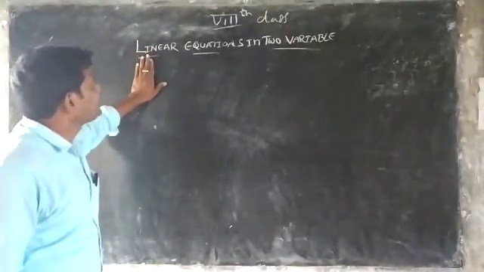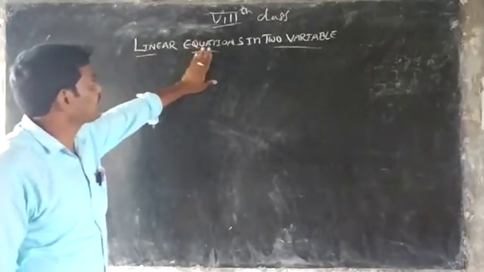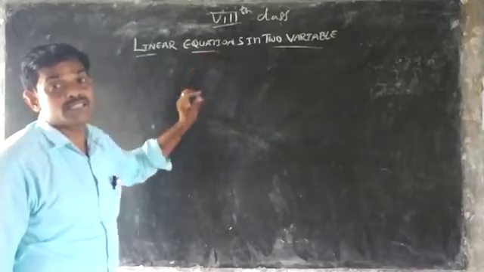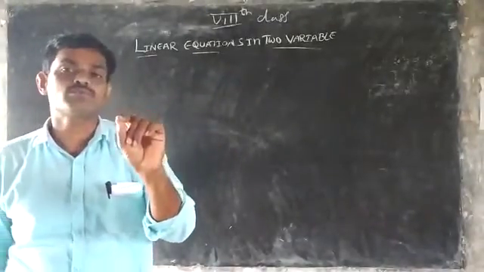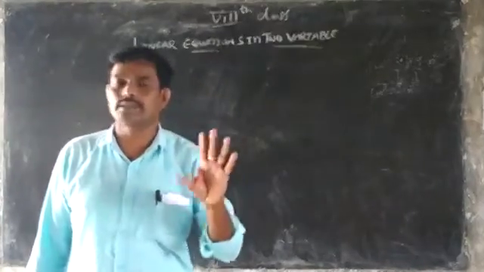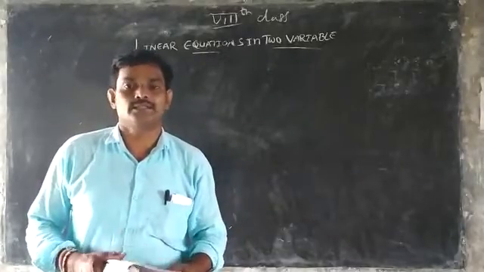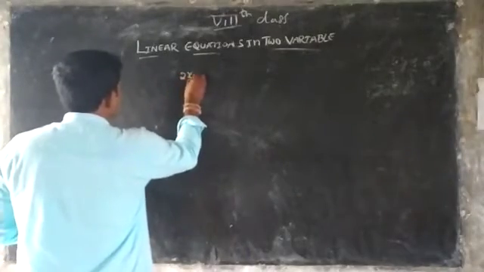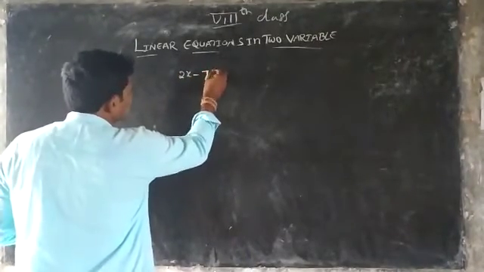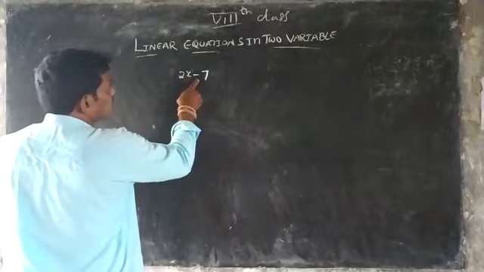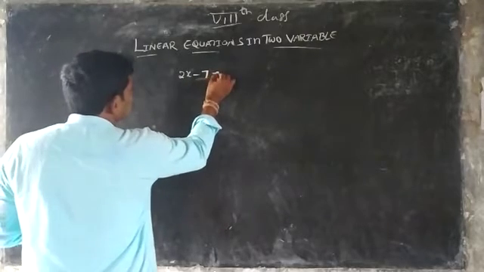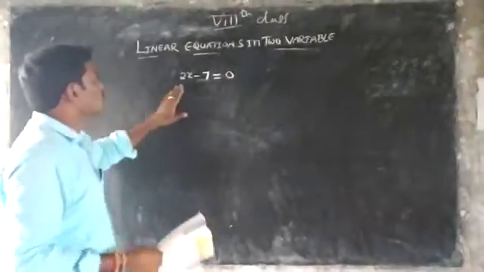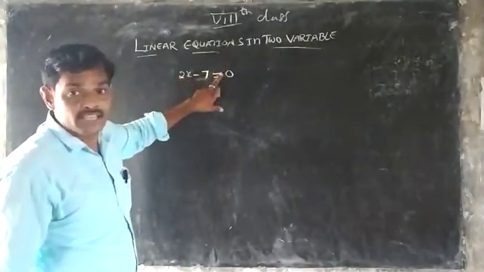Equation, linear equation. Equation means it is equal to something, equal to 0 or anything. Equality. Linear equation. So the example is 2x minus 7 is equal to 0. It is called a linear equation.